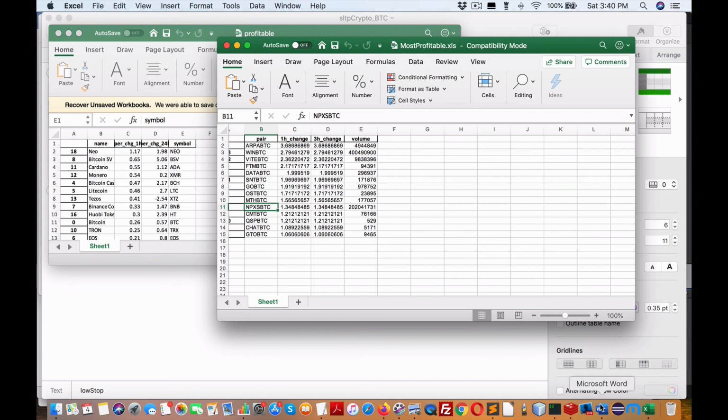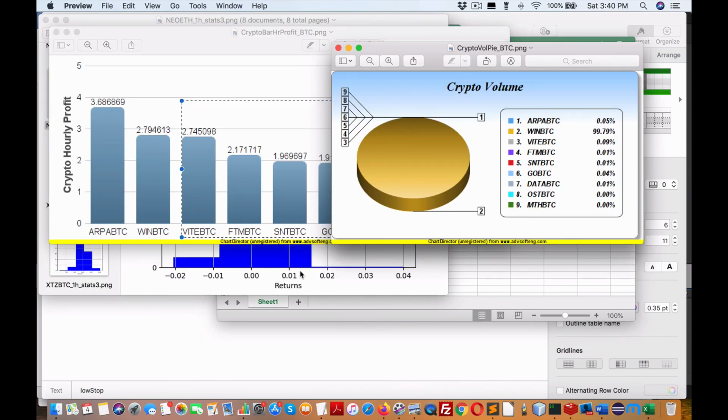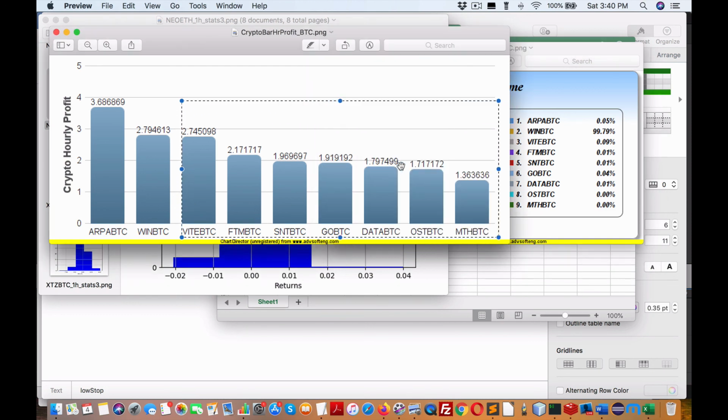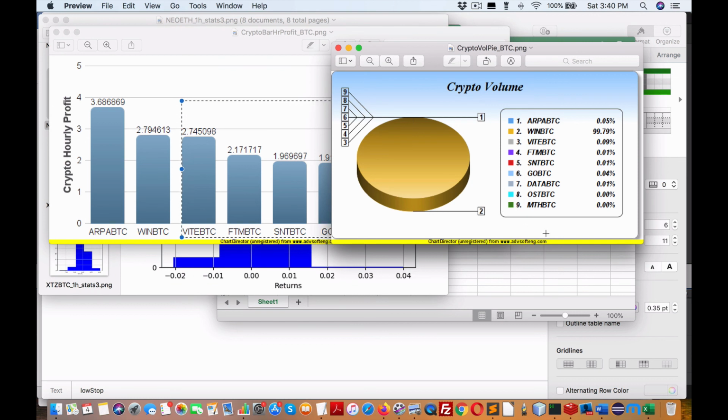Let's see if there is any, I think that might be it. So we've looked at the volume and the movers based on hourly profit. So that's pretty well it, I think.